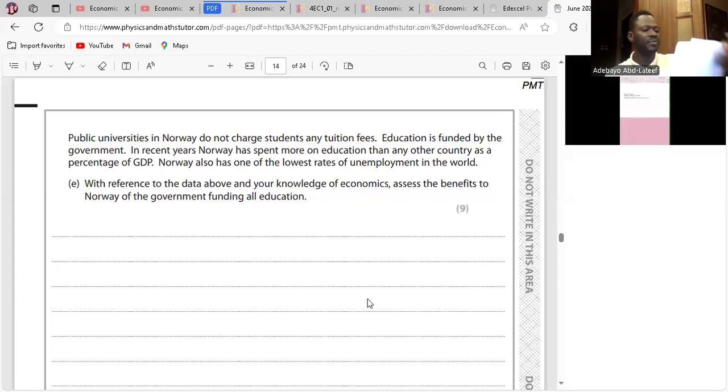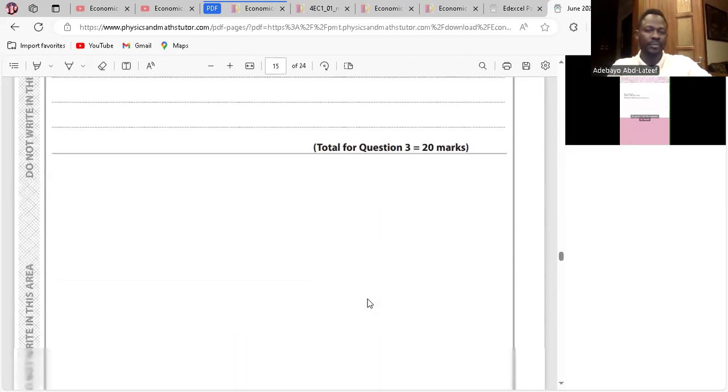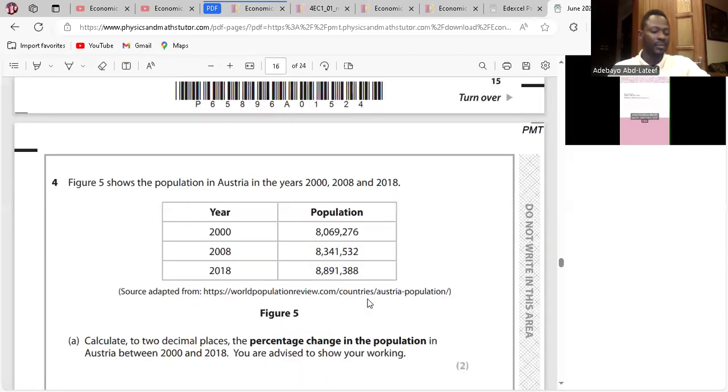Go to question what? 4. 4A. We have the figure there. They said we should calculate to 2 decimal places the changes in population in Austria, between 2000 and 2018.